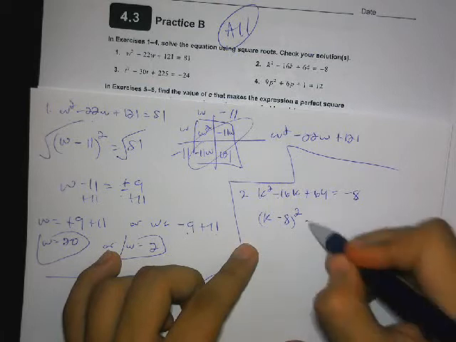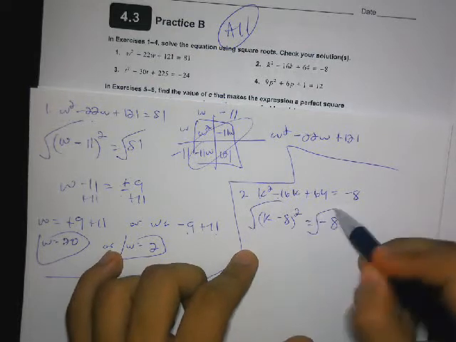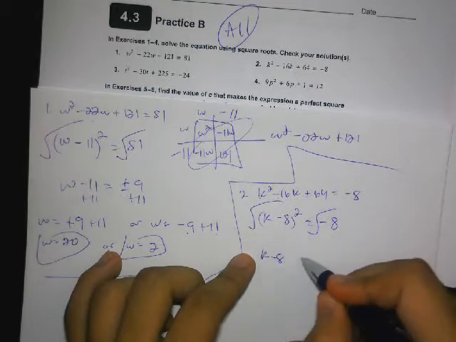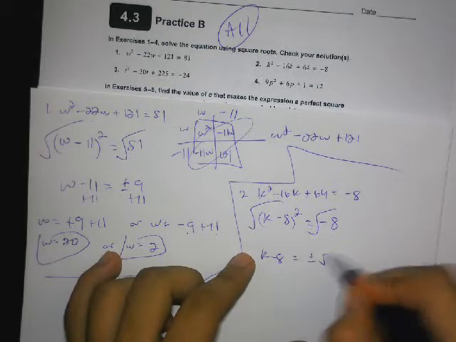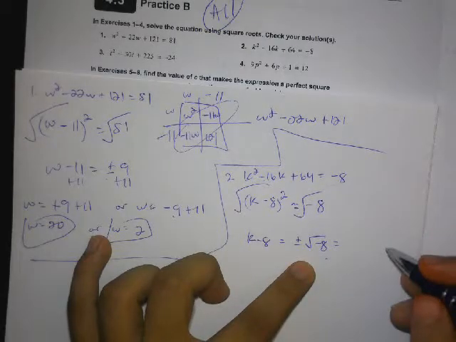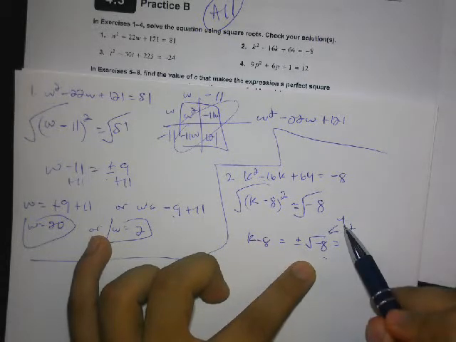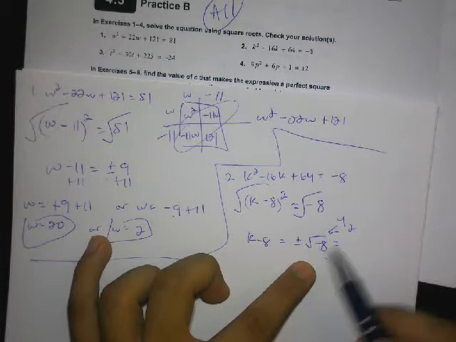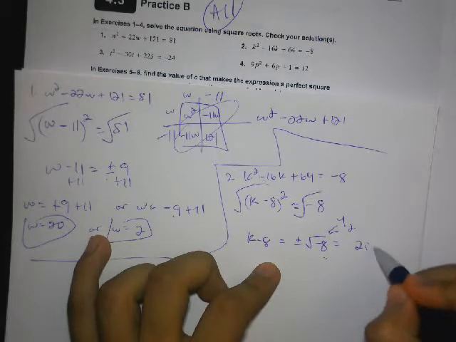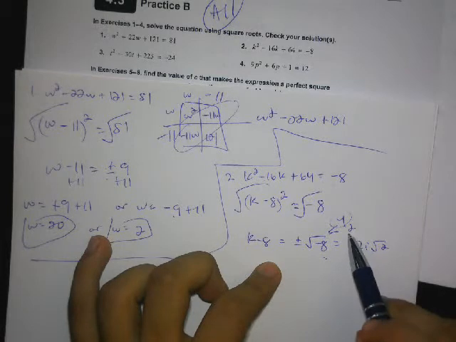Take the square root of both sides, and we have k minus 8 is equal to plus or minus the square root of negative 8. 8 can be factored into 4 times 2, and the square root of 4 is a perfect square. And then don't forget, since we have the negative inside, we have to bring out that i. So here we have 2i square root of 2. The square root of 4 is 2. The 2 doesn't have a perfect square, so we just leave it inside the square root, and it's a negative, so we bring out the i on the outside.